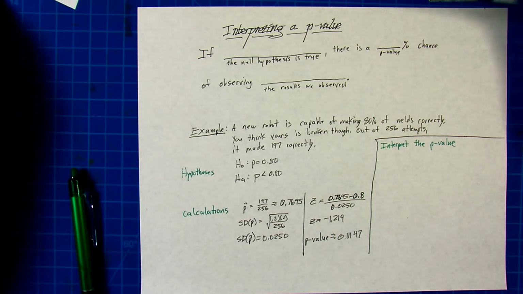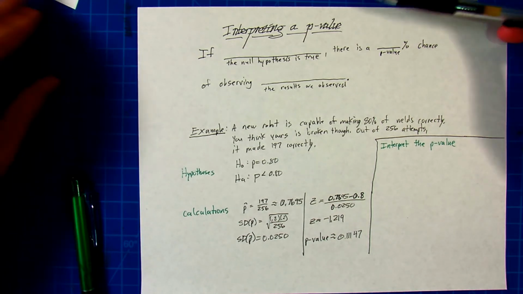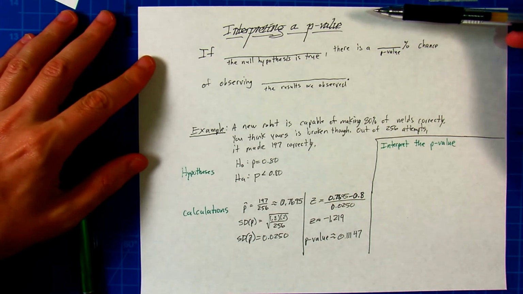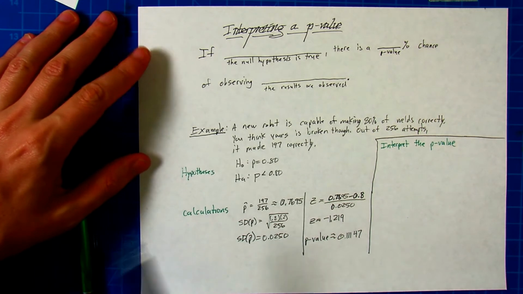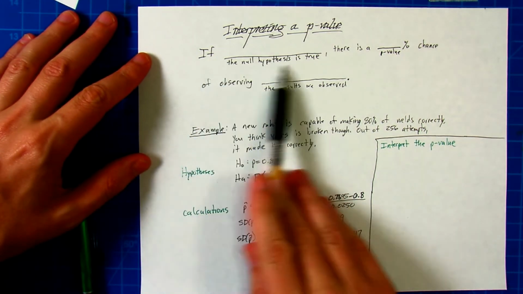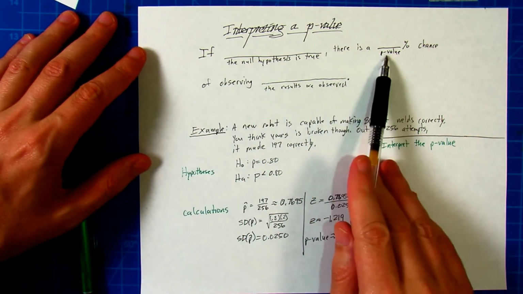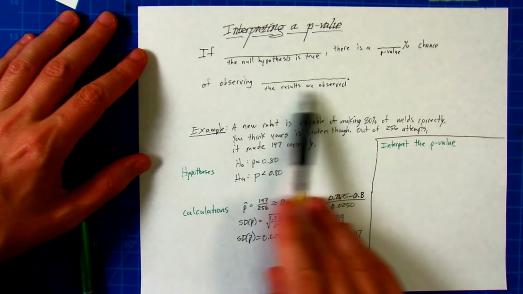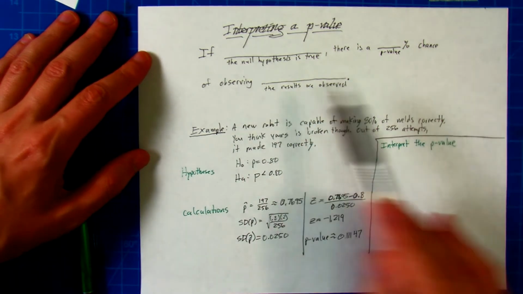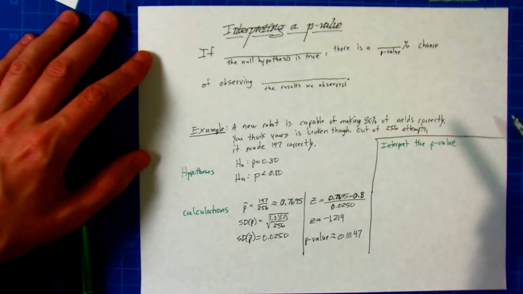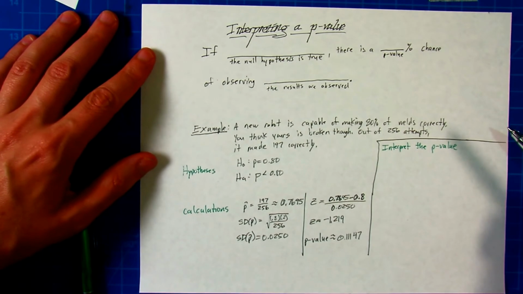One thing you often want to do is interpret a p-value, which is sort of the end result you get from a hypothesis test. So the general phrasing is something like, if the null hypothesis is true, there is a p-value % chance of observing the results we observed. But this is the generic version. You don't want to answer a question like that. You always want to put it in context.